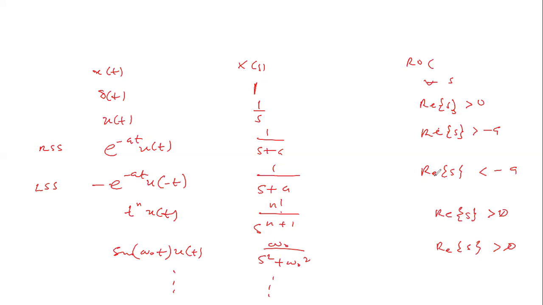Okay. So, what did you write in the last, what do you call it? Laplace transform, the frequency domain. That row, or rather the time domain. Row. That's this one, t raised to power n u of t.